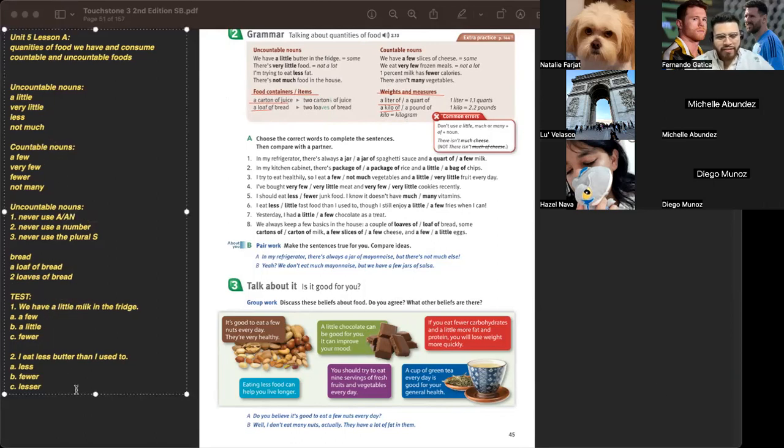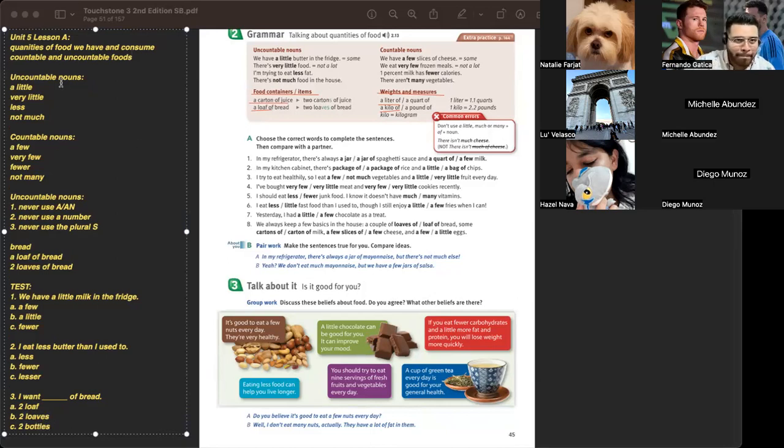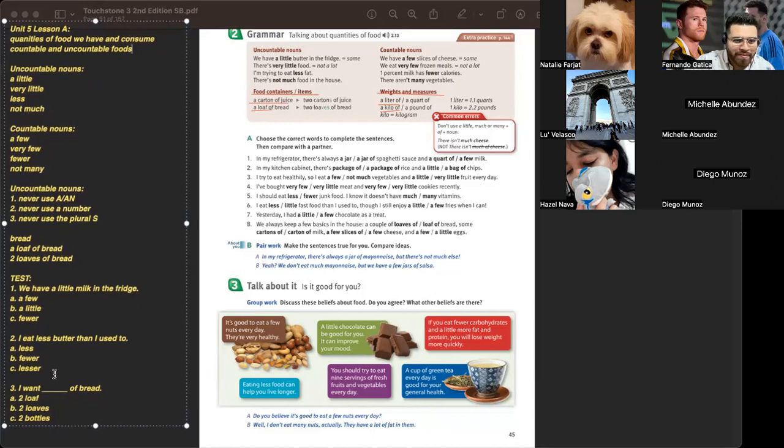Class, on the test, you're going to have a question like this. What's going to be correct? I want la of bread. Is it going to be A, two loaf, B, two loaves, or C, two bottles? B. Very good. Yes. And some people will say C on the test. I don't know why, but it happens. The correct answer is B. Loaf is singular, loaves is plural. So keep that in mind.